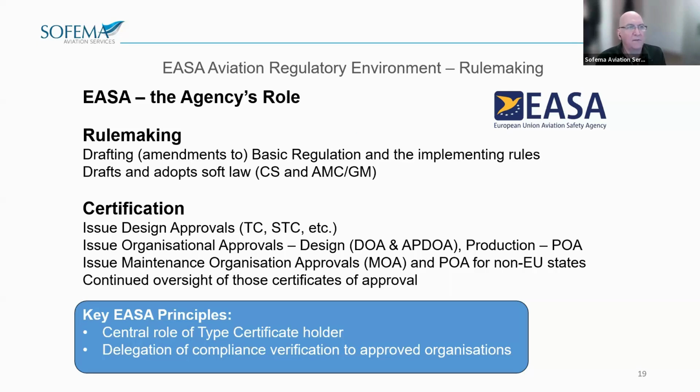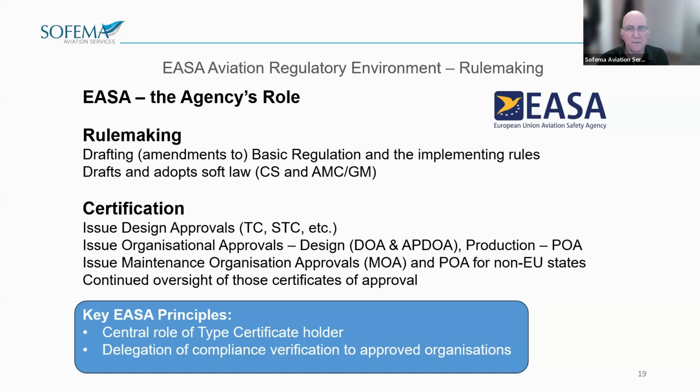So what is the role of EASA? Well, you can break it down into about 4 things, really. There's rulemaking. So that's drafting amendments to the high-level basic regulation, and also the implementing rules at a lower level below that regulation. EASA also drafts and adopts what we call soft law, which is certification specifications, AMCs, acceptable means of compliance, and guidance material.